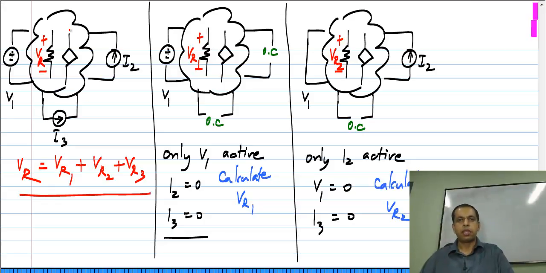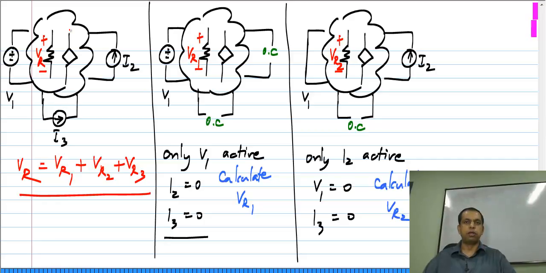Okay. Now, instead of analyzing one circuit, we did it 3 times, but each time with a single source. So, that is why it is easy to do, right. With a single source, it is always easy. So, we do it 3 times and sum the results together.